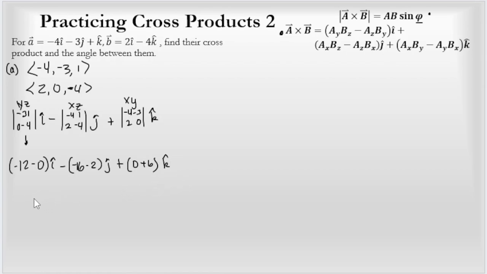So when I get done with this, oh, that should be a positive 12. Thank you for catching that. Positive 12. I have negative 3 times negative 4. I missed the negative in there. So I have a positive 12 in the I hat direction. And then I have a positive, did I do that right? Oh, this is a positive 16. I lost the negative sign again. Positive 16 minus 2 is a positive 14, and then I get a minus 14 in the j hat direction, and then a plus 6 in the k hat direction.